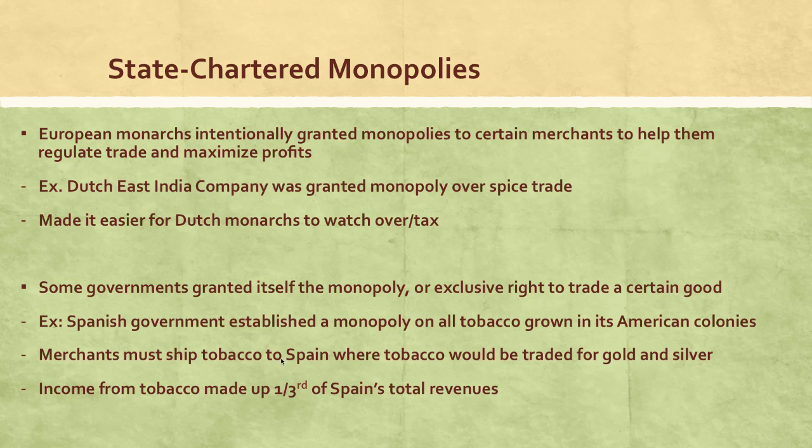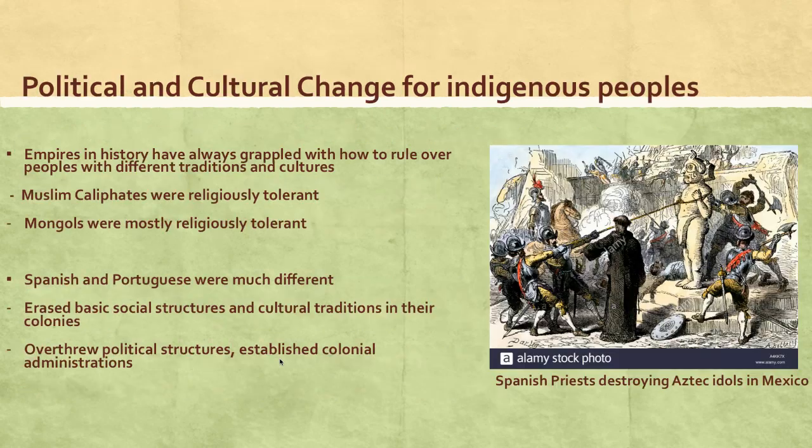And merchants were not allowed to privately trade tobacco. Merchants, if they cultivated tobacco, had to come straight back to Spain and offload that tobacco there. And then the Spanish would then flip that tobacco for gold and silver, which became a huge part of Spain's total revenues. Again, when we're talking about the Spanish and the Portuguese, they're different.